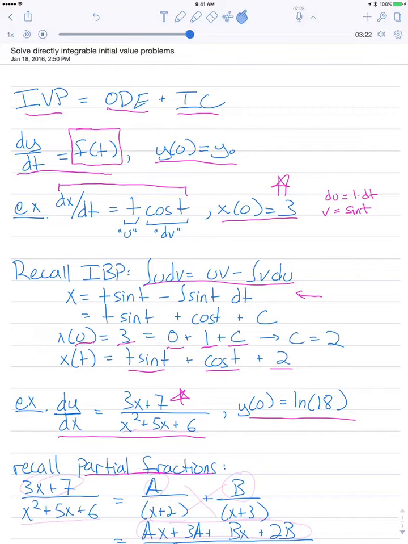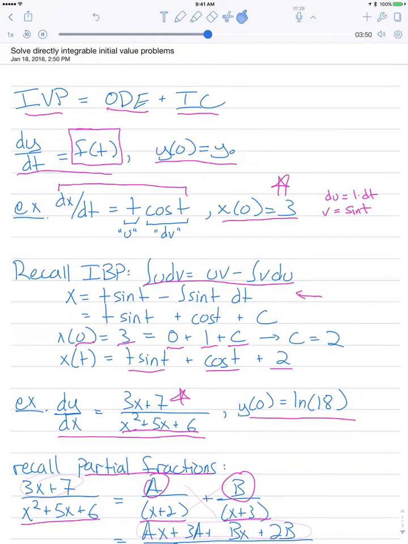Here, I notice that x squared plus 5x plus 6 can be factored as (x plus 2)(x plus 3). We guess some coefficients on top, so I guess A over x plus 2, and B over x plus 3. What I'm doing here is taking this expression and wanting to write it in a different way. You'll see why momentarily. I'm trying to find what numbers A and B will make these two things equal each other.